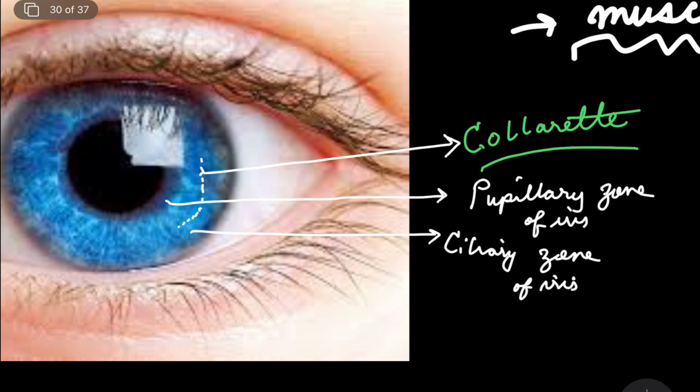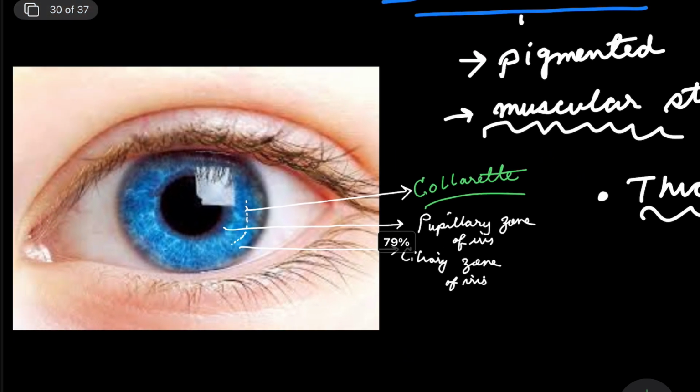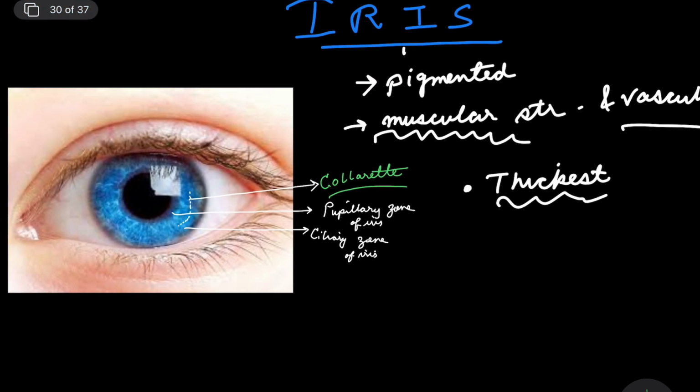C-O-L-L-A-R-E-T-T-E. Collarette. So collarette is the part of the iris present in between the pupillary zone of iris and the ciliary zone of iris. As simple as that. Why are we talking about these structures now? Because basically collarette is the thickest part of the iris. So the zone between the pupillary and the ciliary zones of iris is the collarette, and that is the thickest part of the iris. Done?